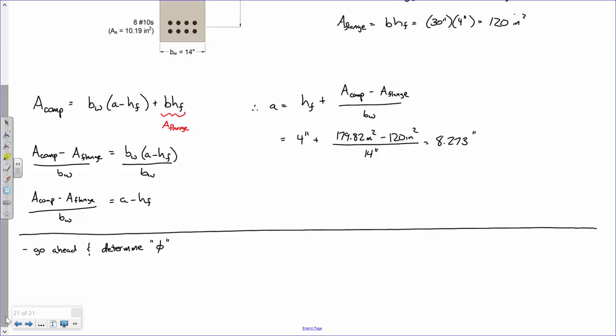So walk me through this. If I want to determine phi based off the data I've got right now, what's step one? You said strain, and you do have to determine the strain, but you can't determine the strain without C. So how do I get C? A over beta 1. So that's 8.273 inches divided by what's beta 1? It's 0.85, and why is it 0.85? Because it's 4 ksi concrete, exactly right.